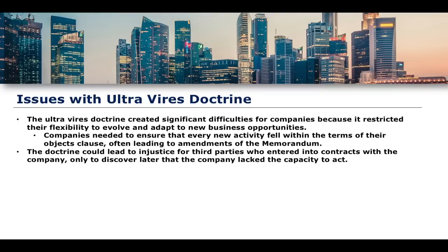It would also lead to situations where there was injustice for third parties, because a third party, for example, who entered into a contract with a company that was ultra vires, and then found out later on that the company lacked the capacity to act, could lose money in that process. They could lose out on some revenue. And what would they have to do there? Would they have to sue? Would they have to try and get money out of that company themselves, which would obviously incur even more costs?